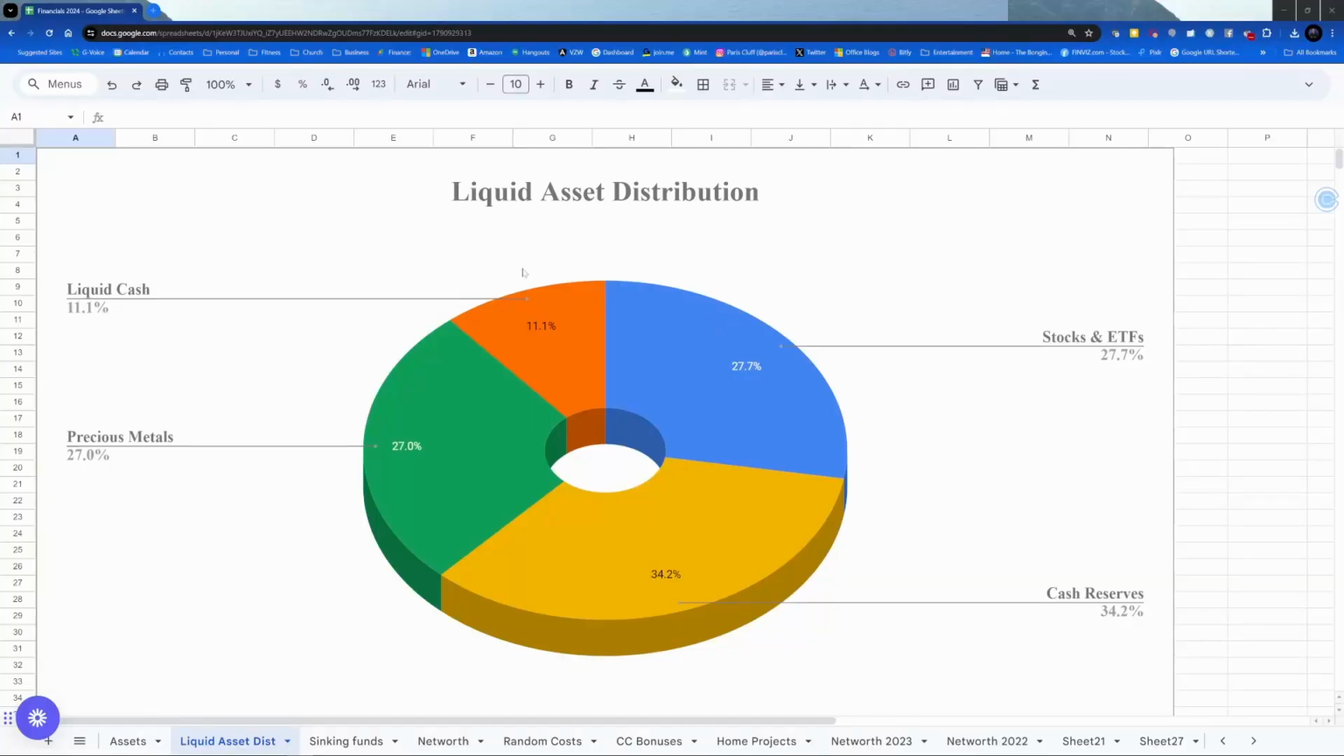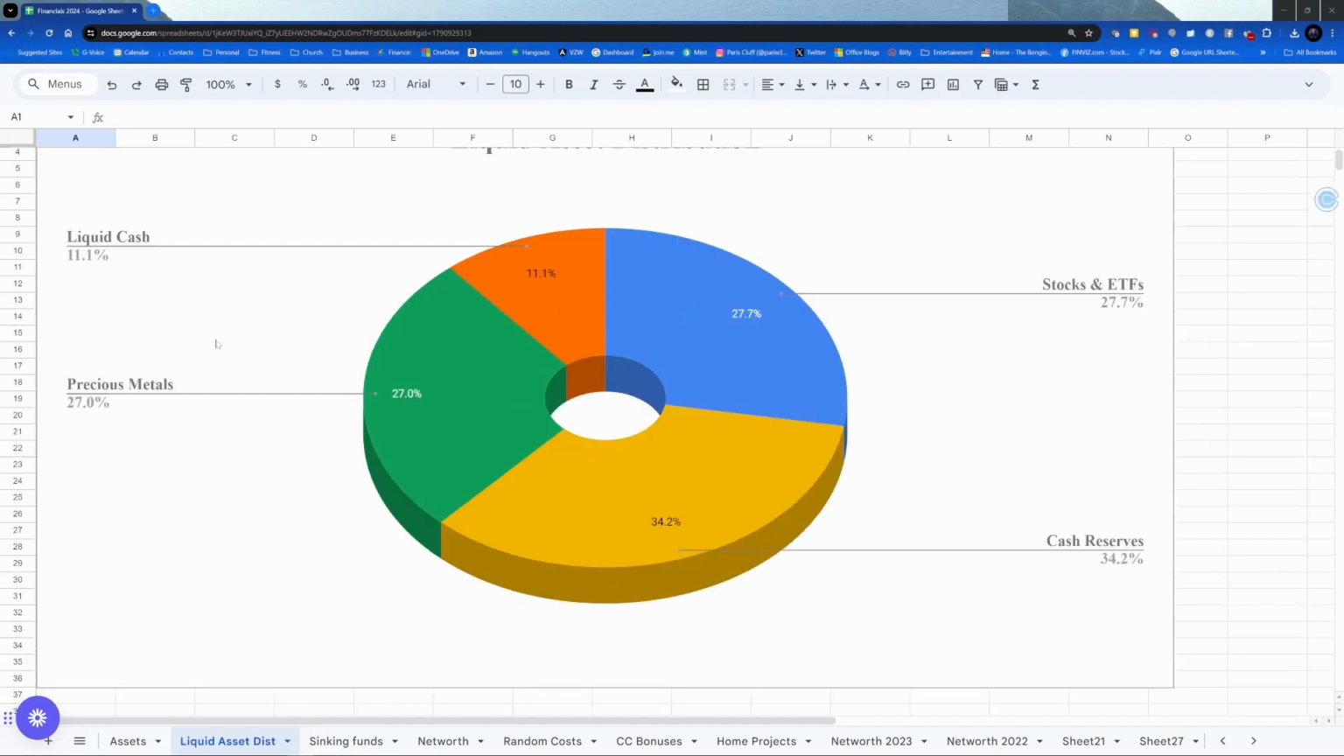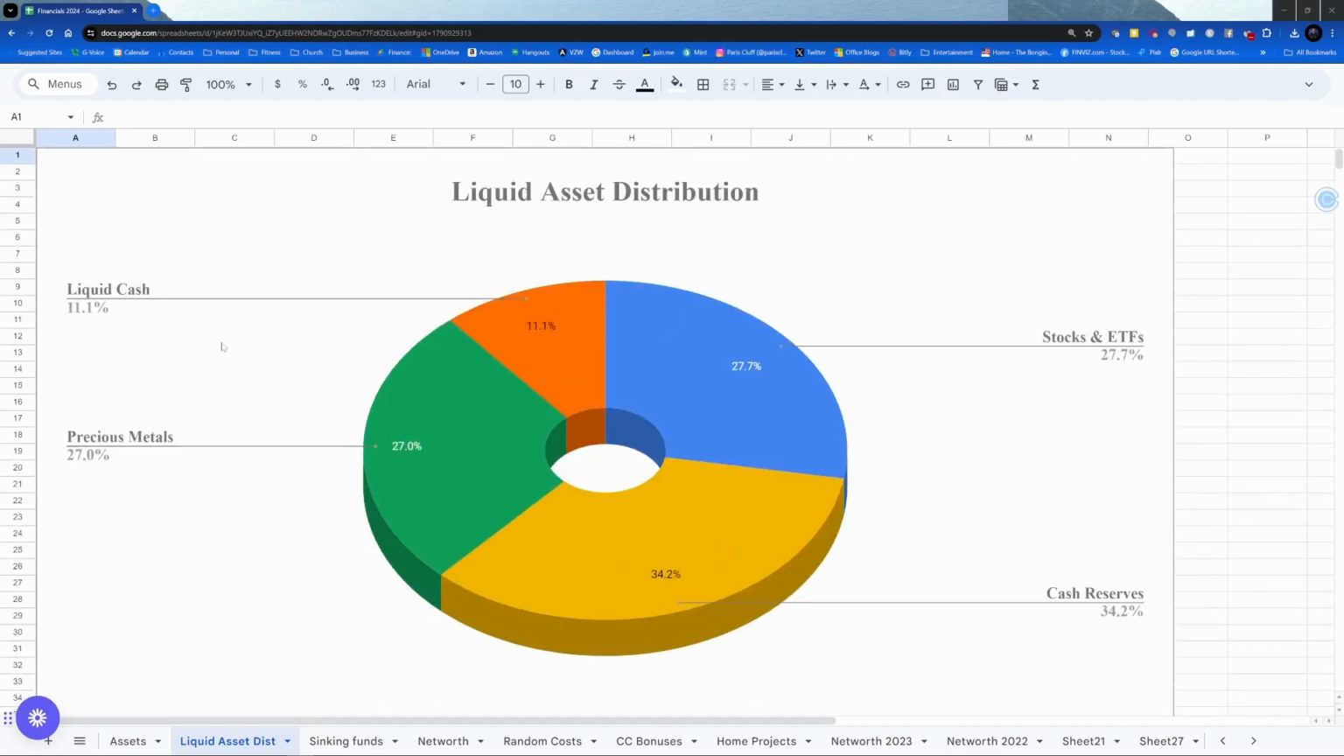All right, before I do that, I want to share with you my liquid asset distribution. So this is how I can keep track of where all of my liquid assets are. I have liquid cash, which is cash that I can use readily available to pay my bills. Then I have precious metals. This is part of my emergency fund. If I needed to quickly liquidate some precious metals and go pay some bills, I could do that quickly. I have 27% of my net worth included in that. Stocks and ETFs are 27% as well.